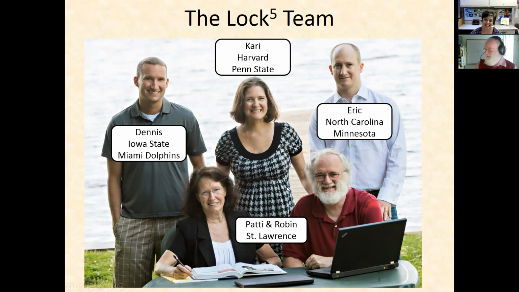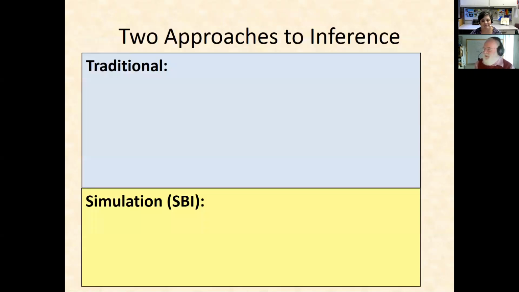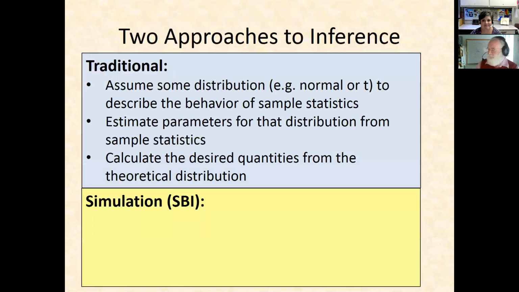But we had this idea of trying to think of some different ways to teach intro-stat, inspired a lot by George Cobb's comments at USCOTS a few years ago, where he was saying people should use more simulation-based methods. So to contrast those, if we think of 2 approaches to teaching inference, the traditional approach, which probably a lot of you use and have used for a long time, is to assume some sort of distribution like a normal or a t to describe the behavior of some sample statistics. And then we use the data to estimate some parameters of that distribution. And then we calculate desired quantities we might want, like the endpoints of a confidence interval or the p-value for a test, from that theoretical distribution.